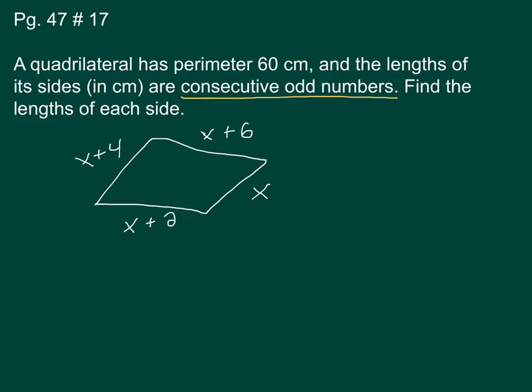All right, so now that I have that, I use the idea of perimeter to create an equation. And I know that I'm going to have x plus x plus 2 plus x plus 4 plus x plus 6. And that's my perimeter, so that's going to equal 60 centimeters.